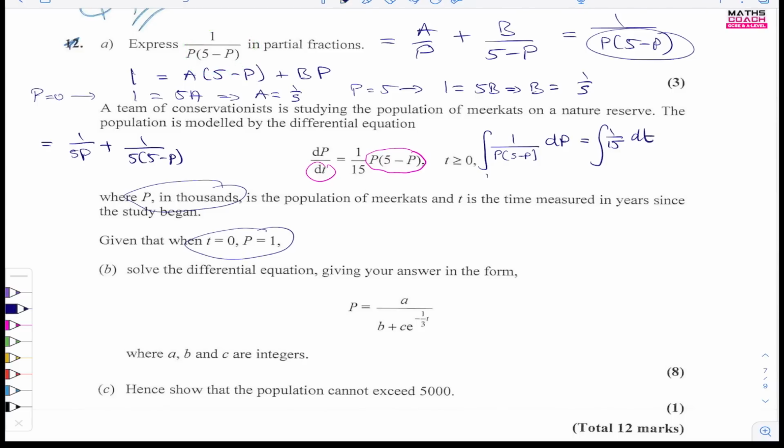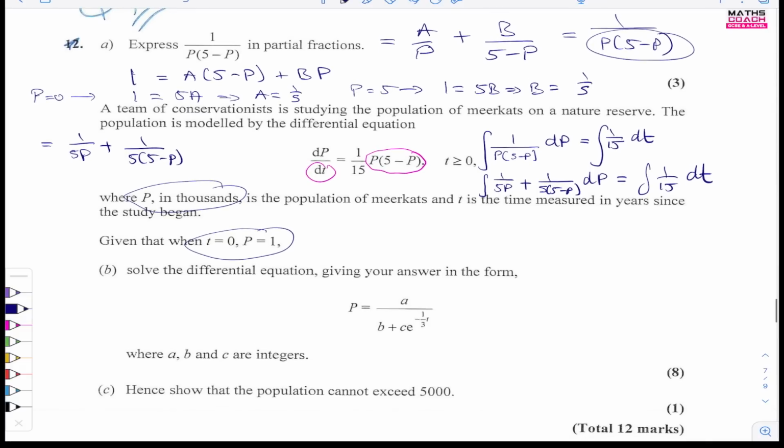So we can switch that into 1 over 5p plus 1 over 5 bracket 5 minus p dp equals integration of 1 over 15 dt. Now to make the integration slightly easier, I'm going to factorize out the 1 over 5 from the left side. So take 1/5 out of the integral, and all we have is 1 over p plus 1 over 5 minus p dp.